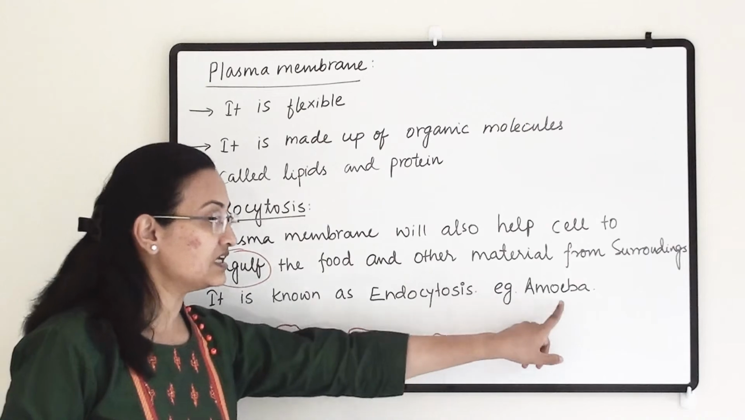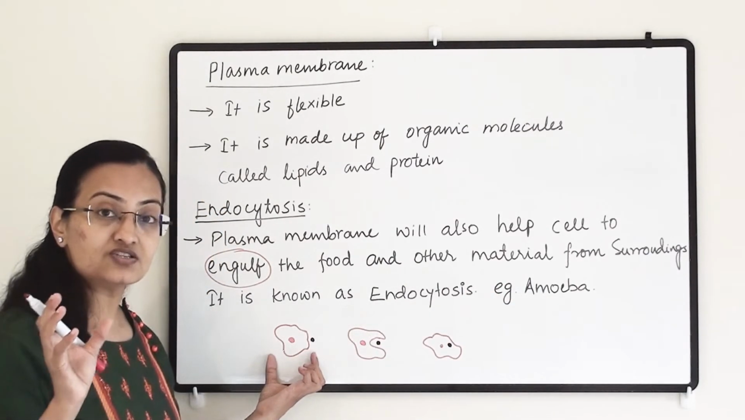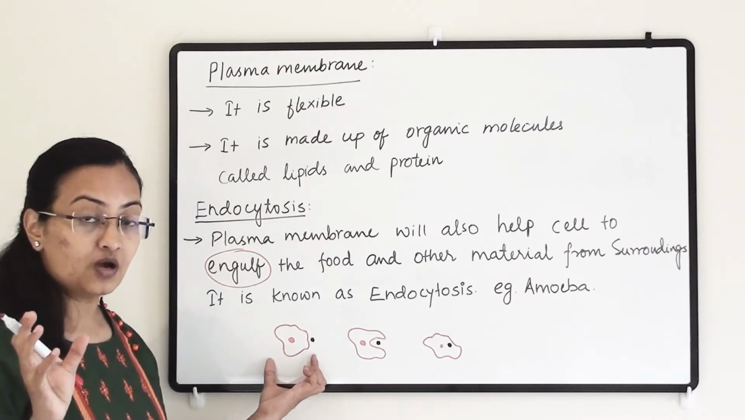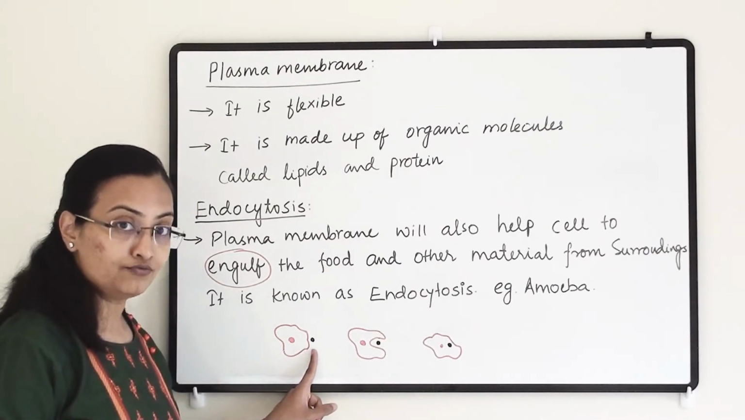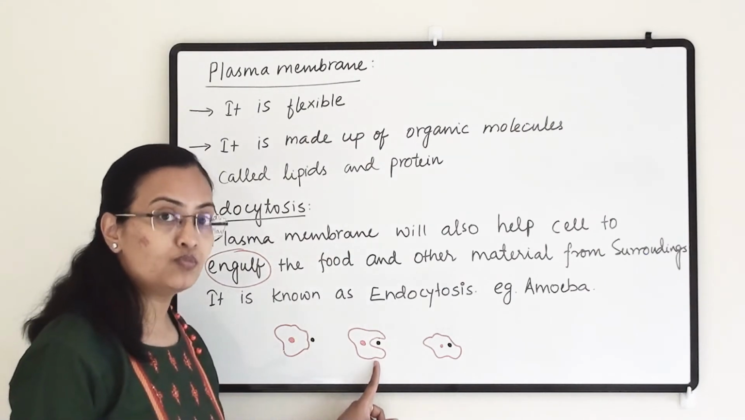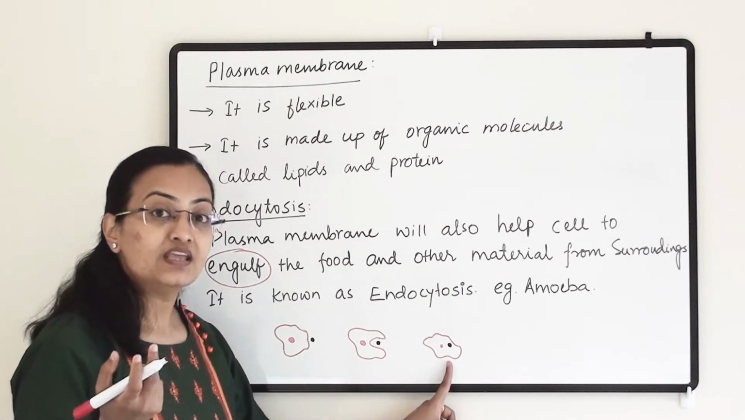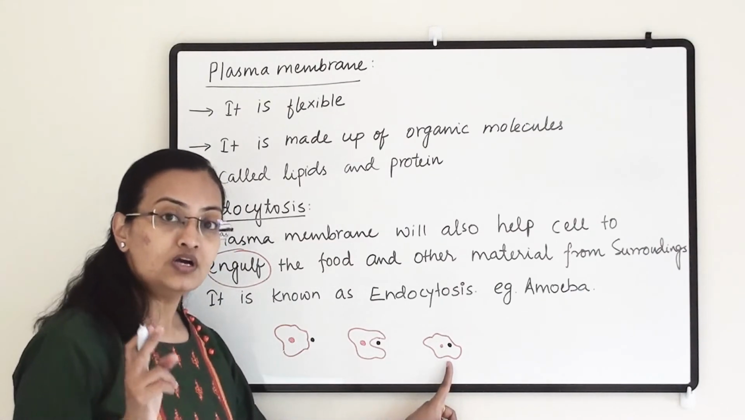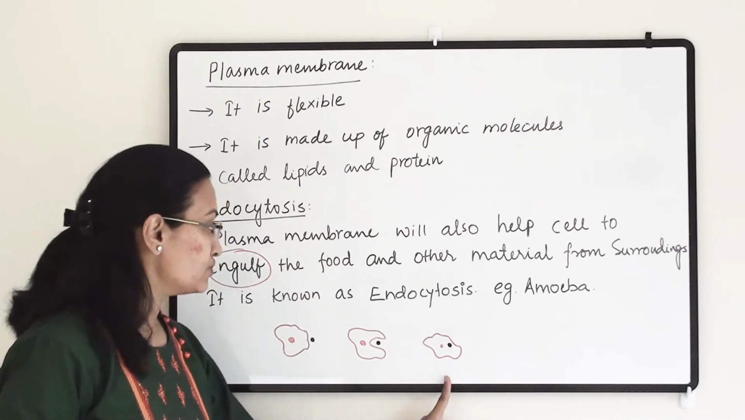And that we can see in amoeba. So for example, the amoeba's cell structure is not fixed. Amoeba can change its shape. So as and when it locates a food particle like this, it will extend its false arm or pseudopodia and it will take that food particle inside the cell through the plasma membrane. So this process is known as endocytosis.